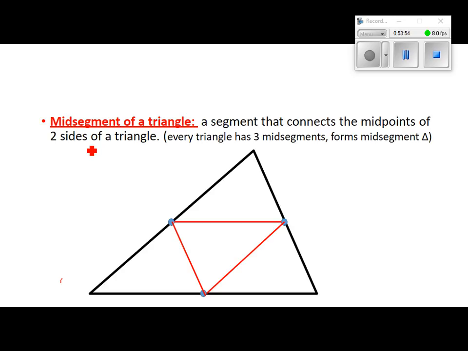Then we're going to put some markings on that picture, on that diagram.